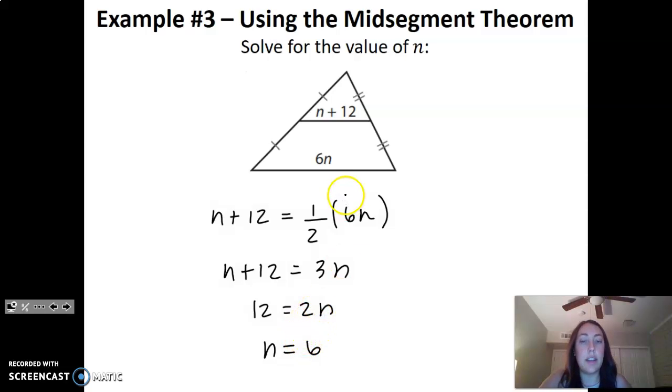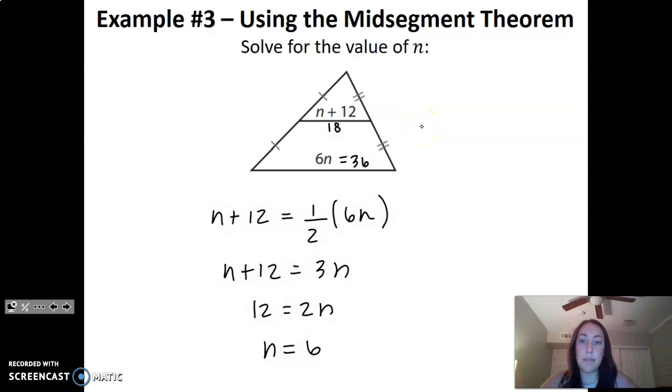And if we plug it back in just to double check, we get 6 times 6, which is 36, and then we get 6 plus 12, which is 18. So you guys can see 18 is half as big as 36. We know we solved it correctly.